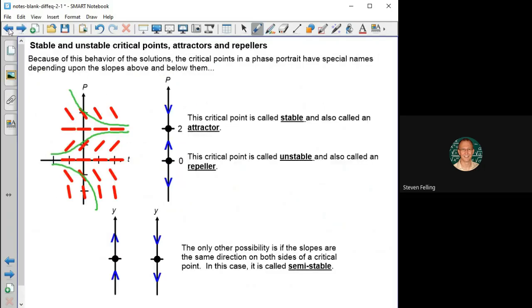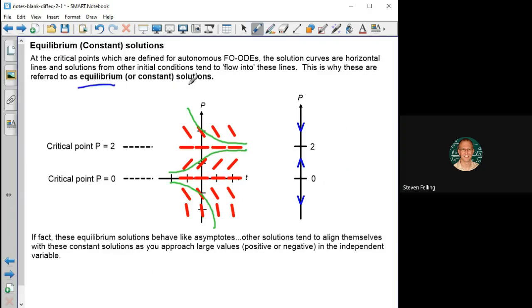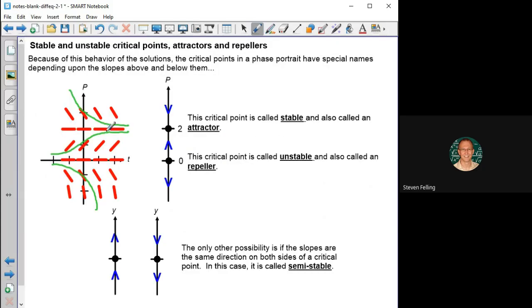Which is why these are called equilibrium solutions, or constant solutions, because once we get close to a critical point, the solution tends to be stable at that region. And as a result, there are special names for these critical points themselves. If you have a critical point where the slope is going down from above and up from below, where the solution curves would be approaching this, then this critical point is called a stable point, and it's also called an attractor because it's attracting the solution curves to itself.